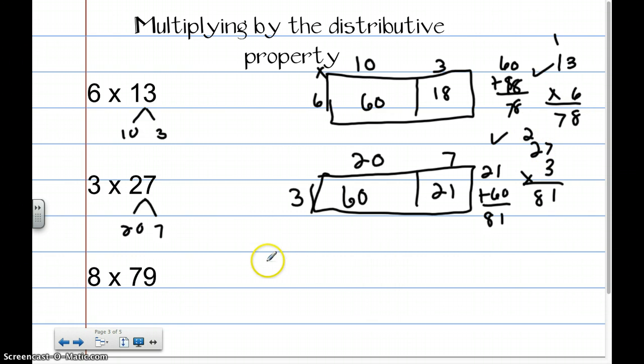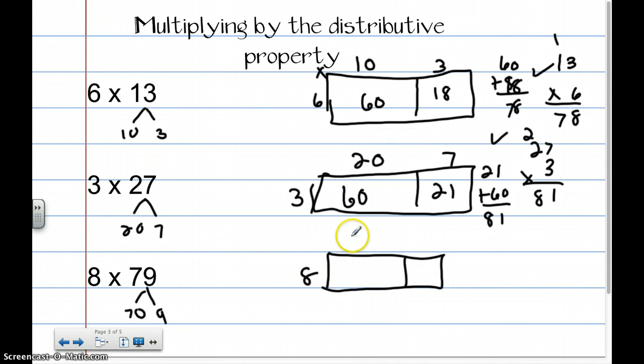Let's look right here at 8 times 79. I'm going to break 79 into 70 and 9. And then I'm going to draw my strip diagram. So I am going to do 8 right here, 70 is bigger, so 70 goes right here, and 9 goes right here. So 8 times 70 is going to be, 8 times 7 is 56, and then I put a 0 on the end. 8 times 9 is 72.